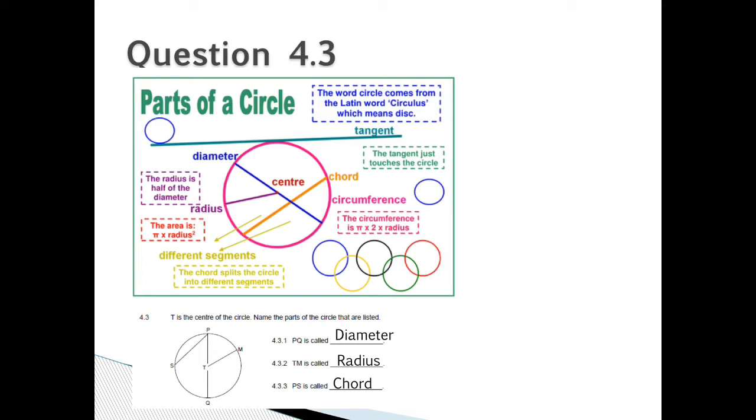Then you have a chord. The chord divides the circle into different segments. Then you have the area of the circle, which is equal to pi times radius squared. The line that just touches the circle is called the tangent. The word circle comes from the Latin word circulus, which means disc. So 4.3.1, PQ is called a diameter. 4.3.2, TM is called a radius. And 4.3.3, PS is called a chord.